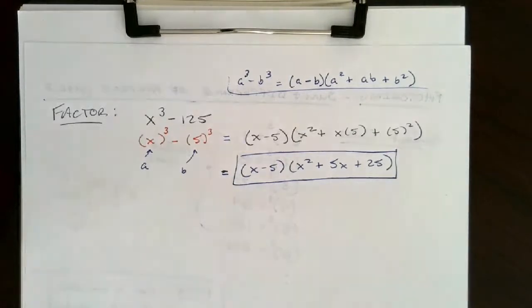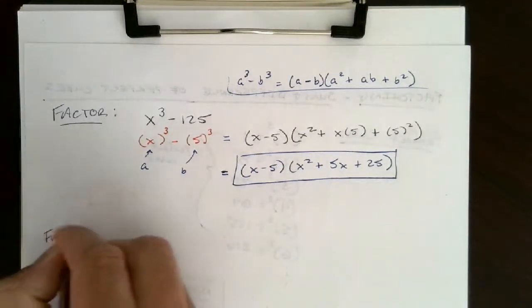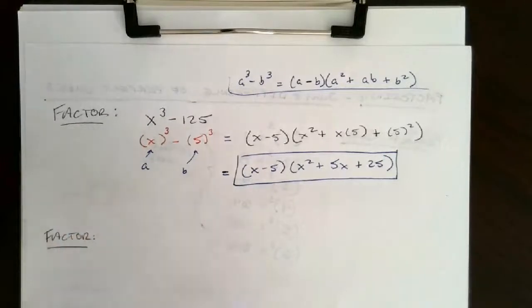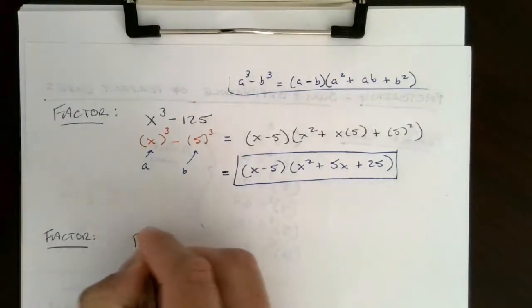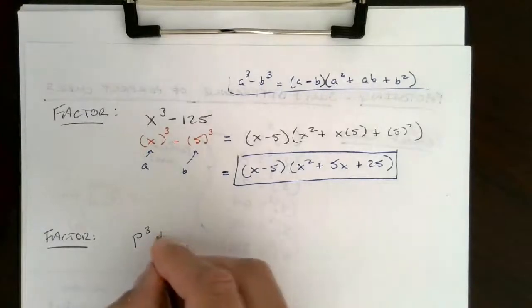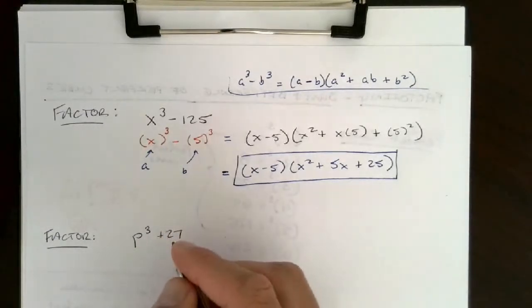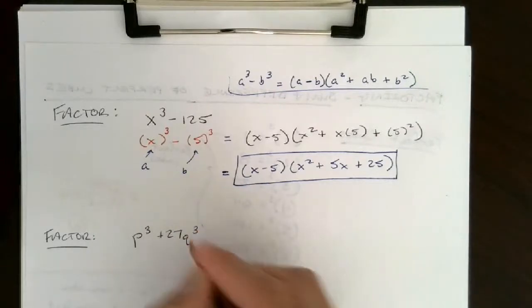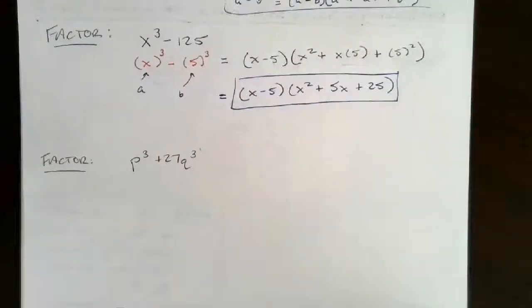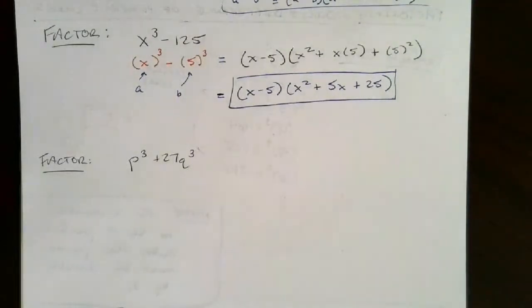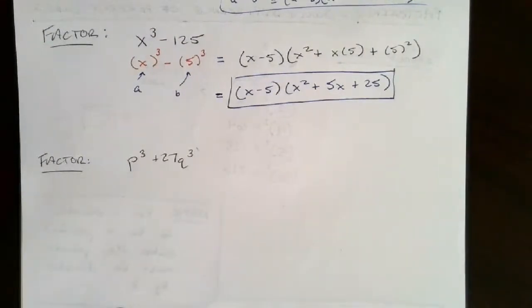Let's take a look at another one here. If I said to factor, and let's say I gave you, let's say p to the third power plus 27q to the third power. Right, so the first thing you should be looking at here is, okay, is there a greatest common factor I can factor out? And in this case, there isn't other than 1. Right, so p cubed and 27q cubed don't have anything in common other than 1.